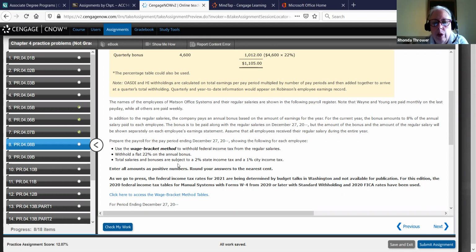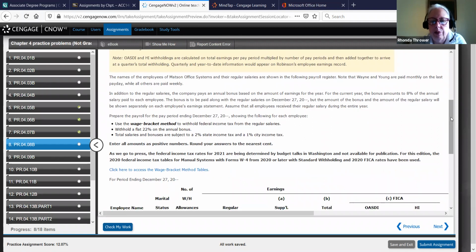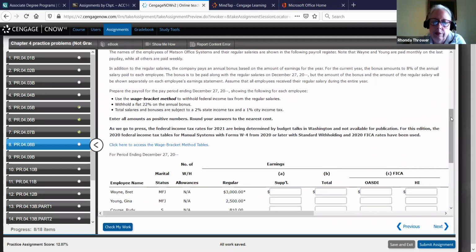The total salaries and bonuses are subject to a 2% state income tax. So they're going to combine the two together to get the 2% state income tax. And they're also subject to a 1% city tax, where the bonuses and the salaries are combined together. So they tried to make this a little bit trickier for you, but it's really not that bad. First of all, you need to figure out what the supplemental earnings are, the amount of the bonus. Remember that it was 8% of the regular pay.